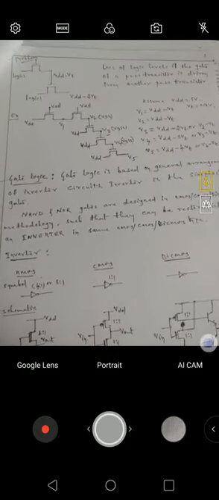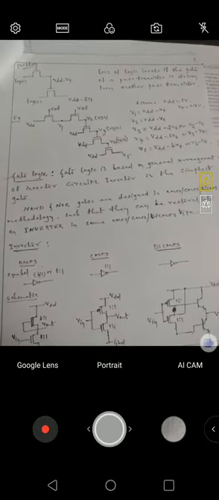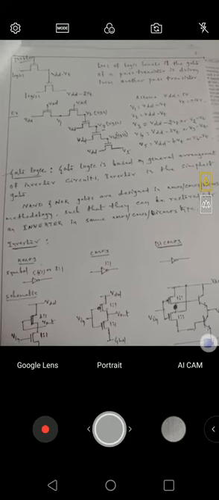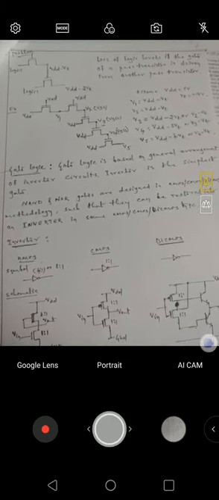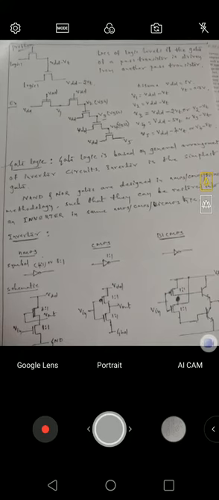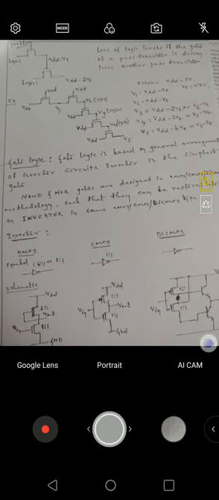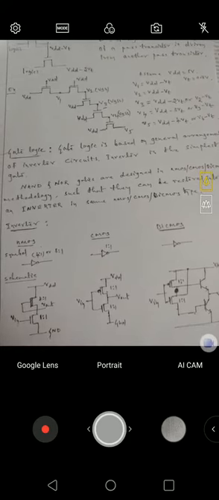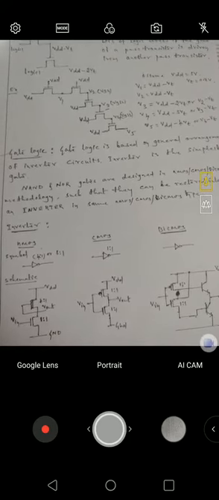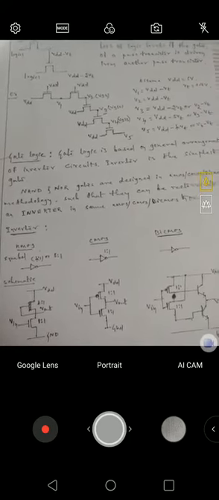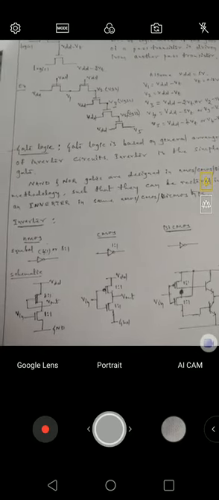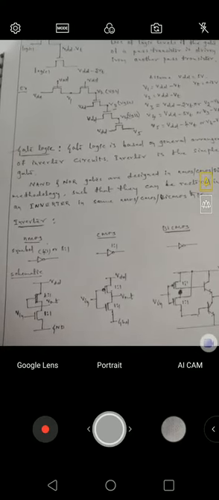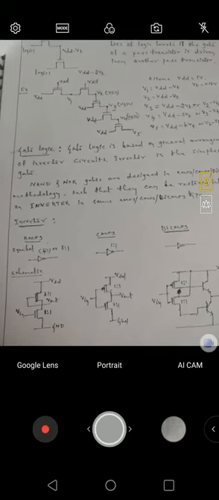Next we'll discuss gate logic. Gate logic is based on the general arrangement of inverter circuits. The inverter is the simplest circuit. Here we can design circuits, for example NOT gate, NAND gate, NOR gate, using three designs: NMOS design, CMOS design, and BiCMOS design.